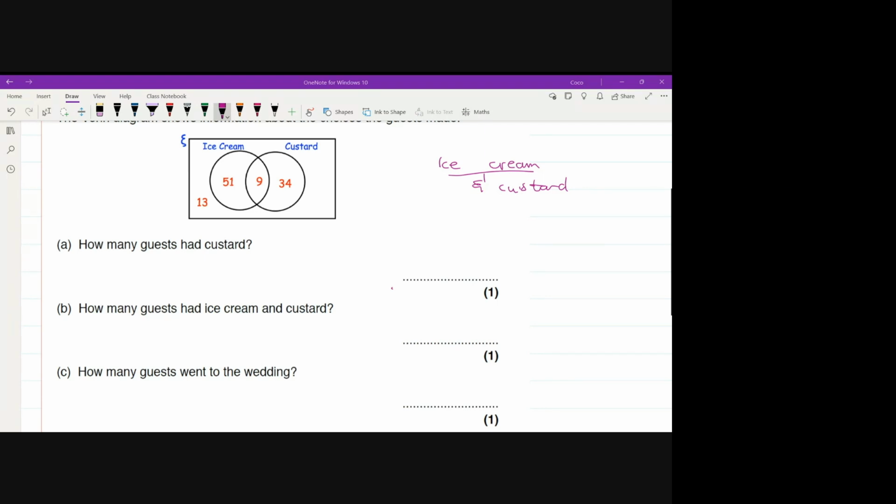Thumbs up. Am I making sense? Because there's a chance that I've had both desserts. I could have ice cream and custard. And if anybody came up to me and asked me, did you have the custard?